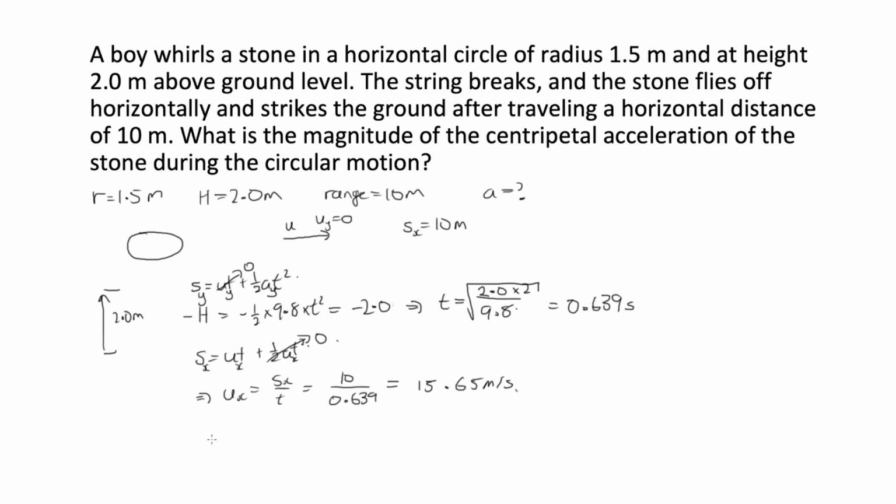Okay, so now we know how fast it was traveling around the circle, because that's this horizontal velocity. So now we can use our circular motion equation. a is equal to v squared on r, where v is this velocity that we've just calculated here, to calculate the magnitude of the acceleration. So this is 15.65 squared divided by the radius, which we're told up here is 1.5. And solving this, we've got 160 meters per second squared, and I've given this to 2 significant figures because the data in the question was given to 2 significant figures.